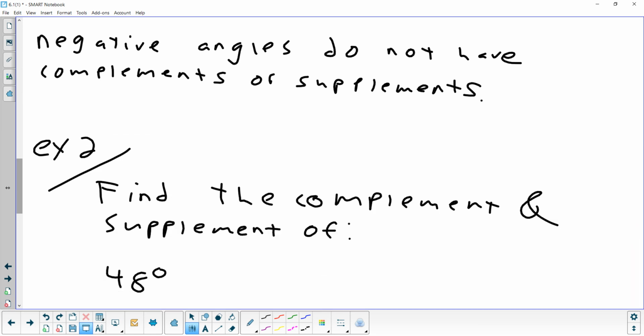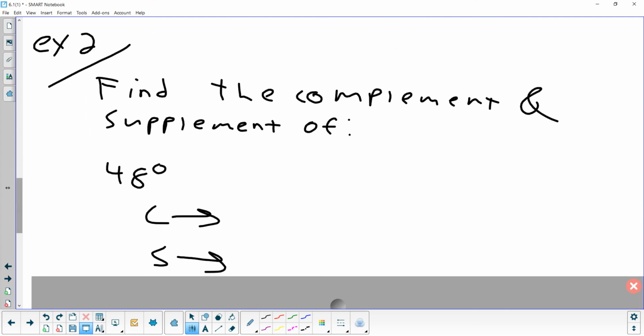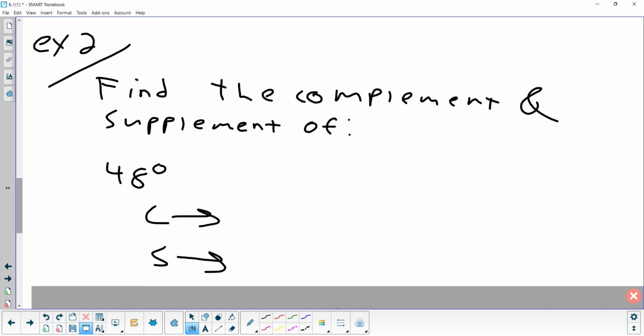All right, so let's find the complement and the supplement of some different angles. Okay, what would the complement be for 48 degrees? Michael? 42 degrees. And how about the supplement? 132. So when you find the supplement, they have to add up to 180. So really, you could just take the complement and add 90 to it, and that would give you the supplement. The 132.